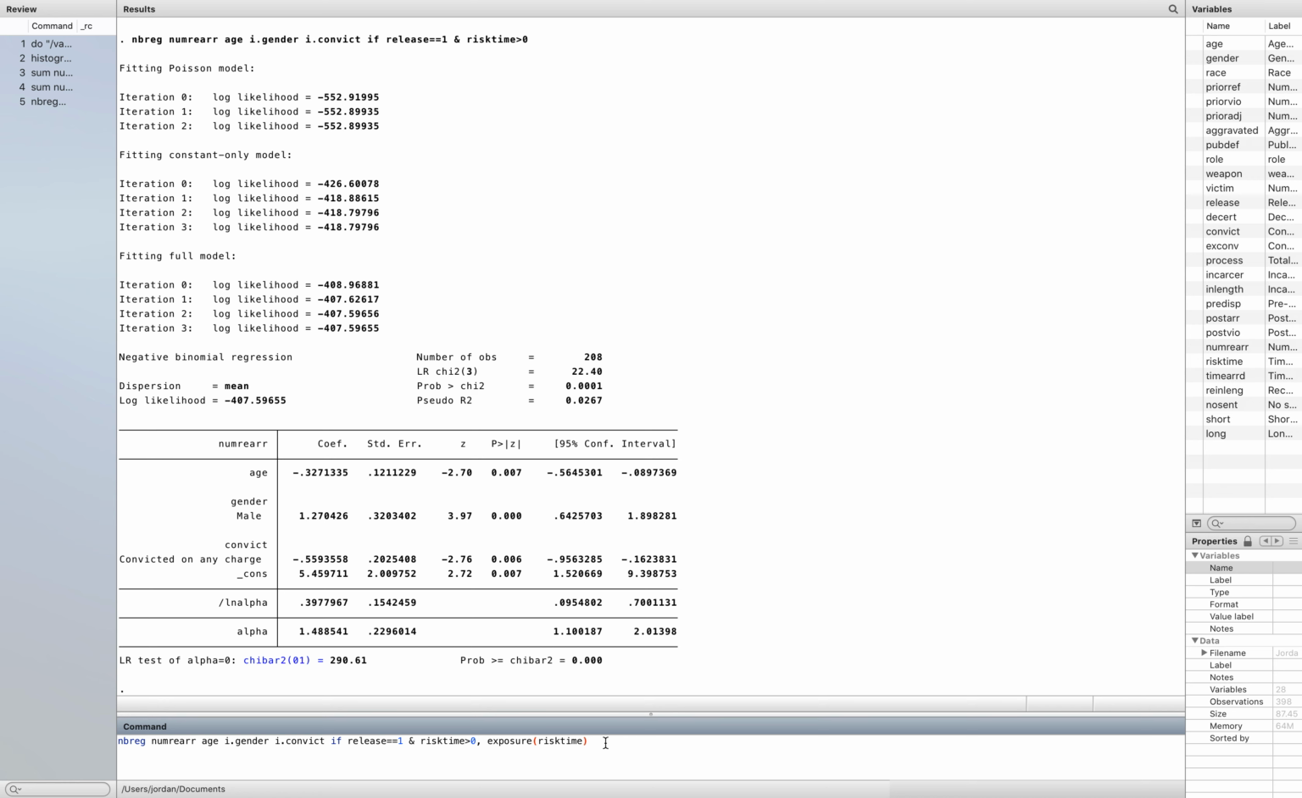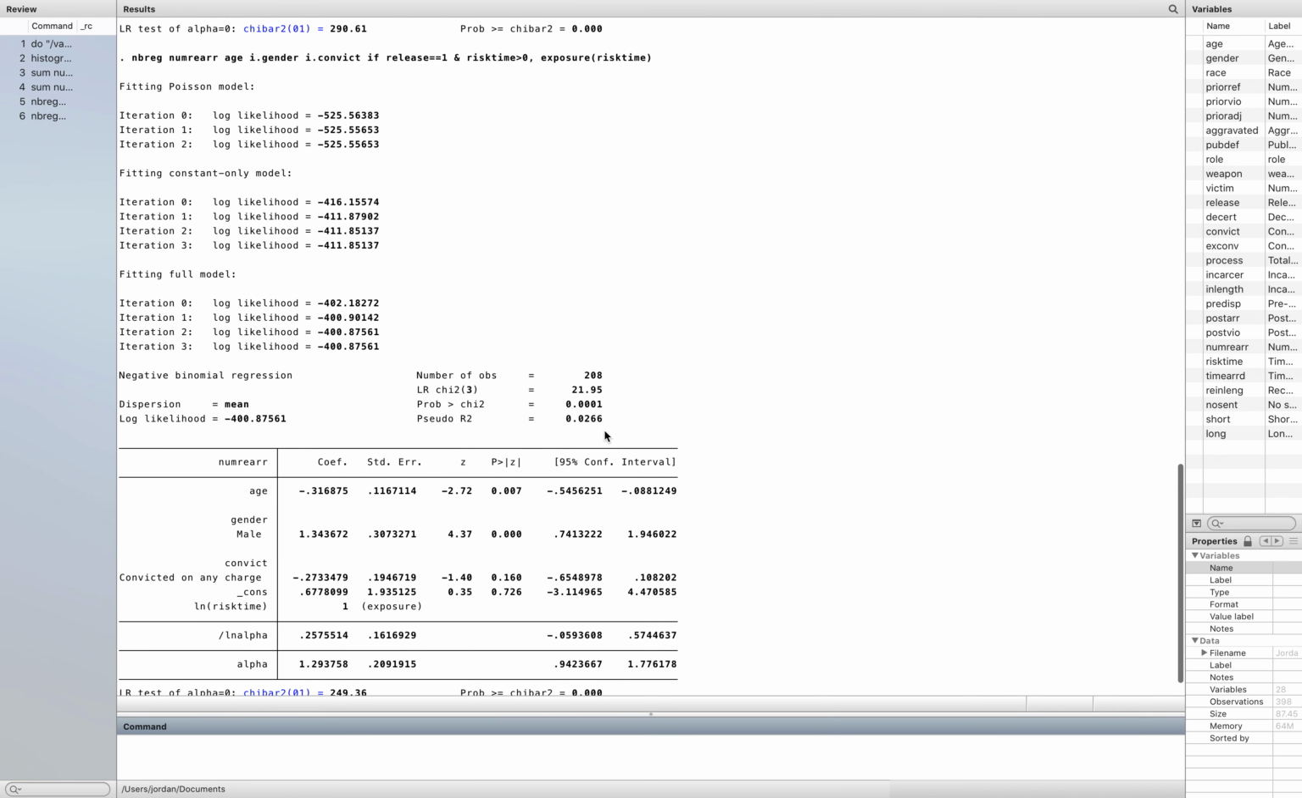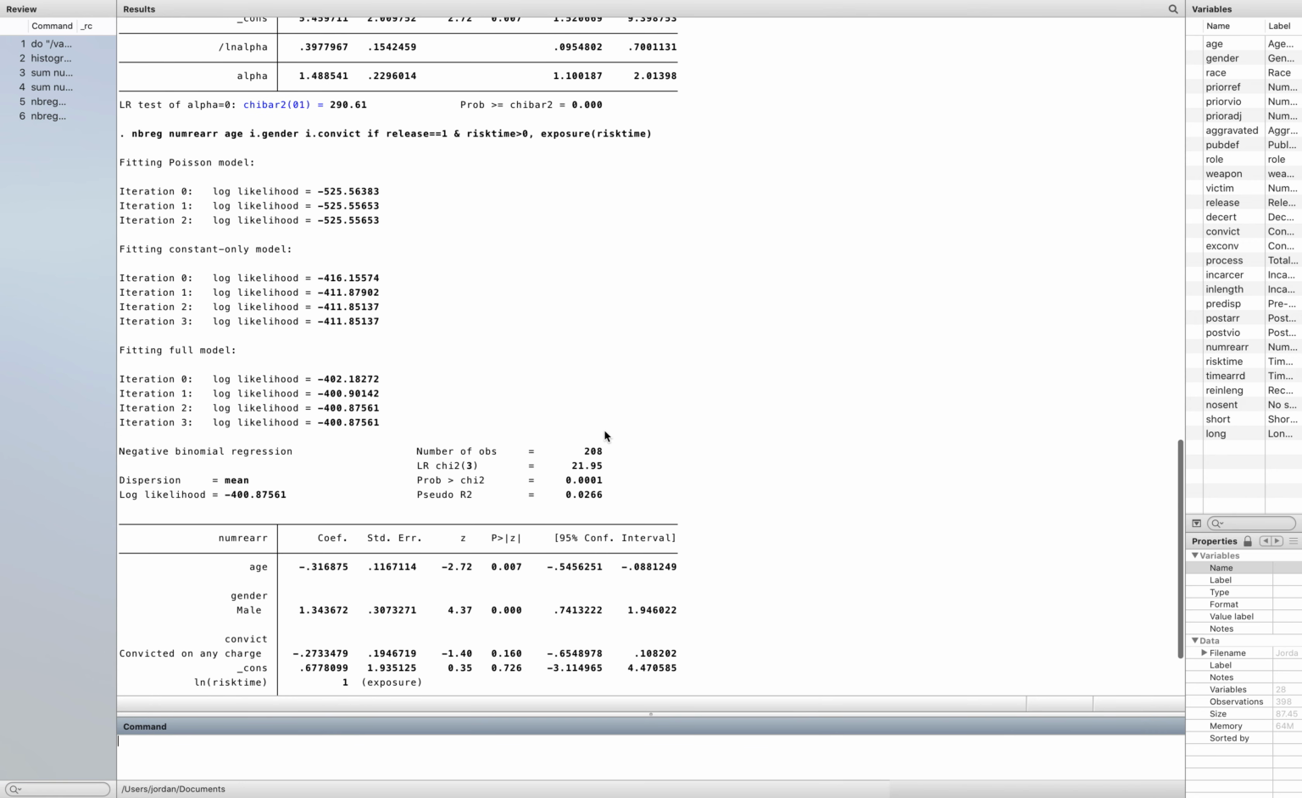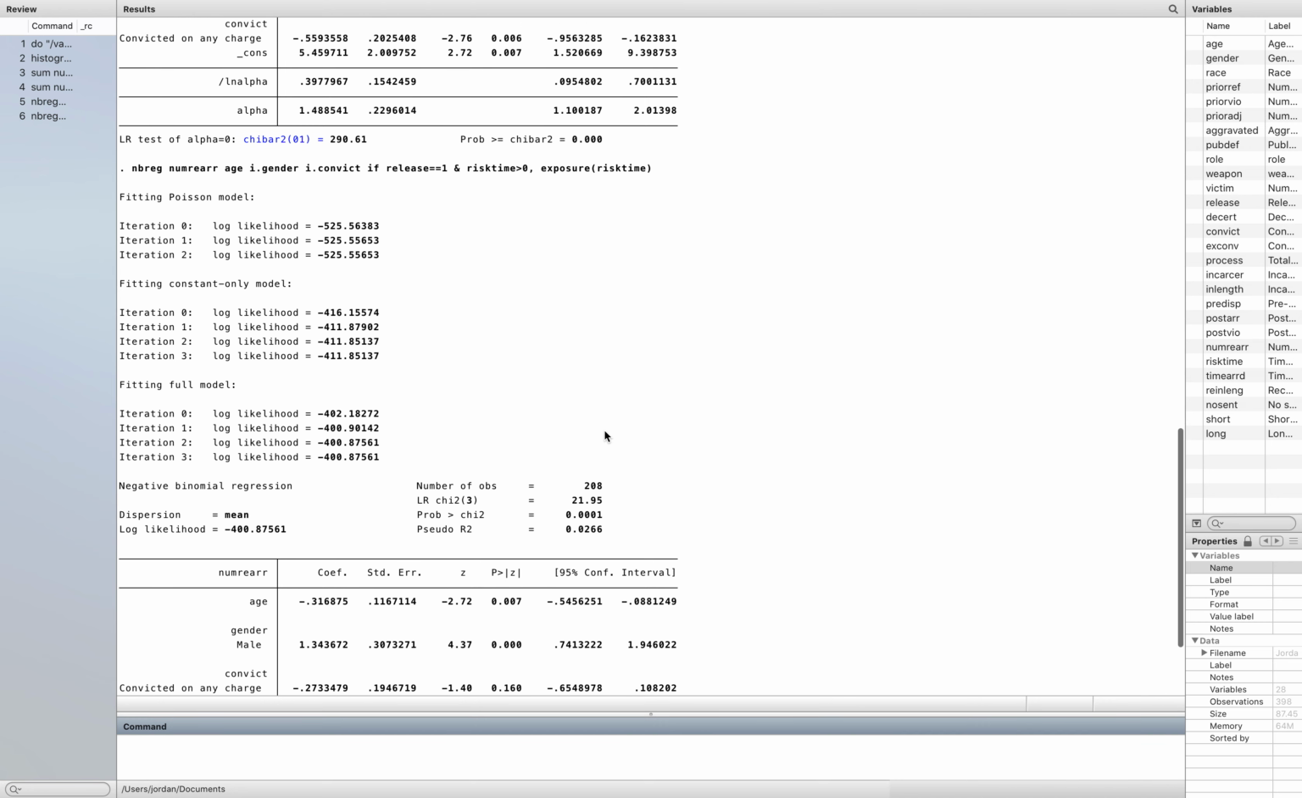Because theoretically, the more time you had on the street to be at risk for reoffending, the more time you had to be rearrested. So all the syntax is the exact same, except afterwards, comma, exposure, and put risk time in parentheses. That's our exposure. Well, let's see what's different here in comparing the models. I'll tell you why exposure factors, if they're important for your study, are important.